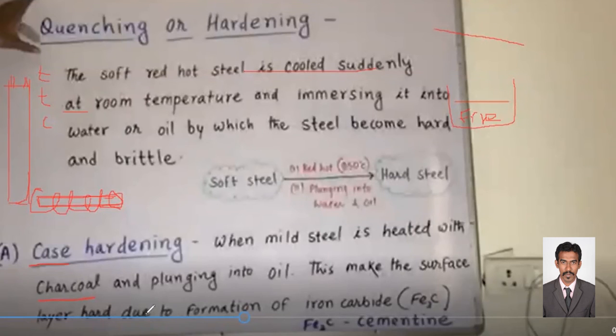This makes the surface layer hard due to the formation of iron carbide. This iron carbide, Fe3C, is a hard material. Fe is your iron, and charcoal is carbon. So when this carbon reacts with iron, that will form Fe3C, which is also called cementite, or iron carbide. That will be of high hardness, and it will form only on the surface. So this is the meaning of case hardening.